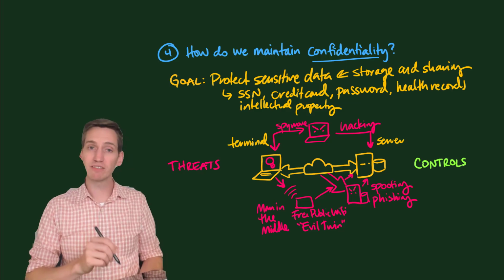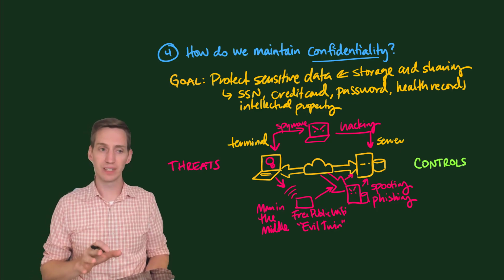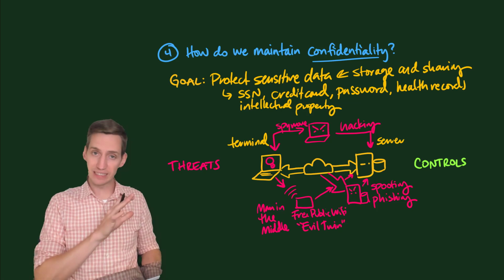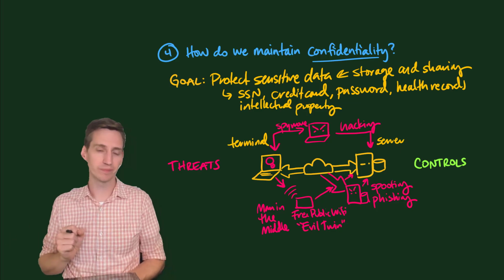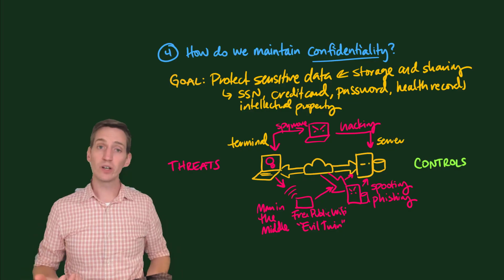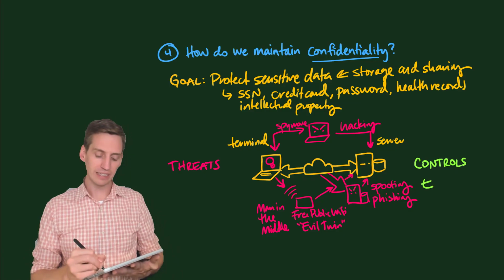All right, so here we have some threats to data confidentiality. If I can gain access to a user's computer, I can steal sensitive information. If I can steal their username and password, I can get sensitive information off of a company's server. So how do we control for this? The primary control that we have in place to protect data confidentiality is encryption.